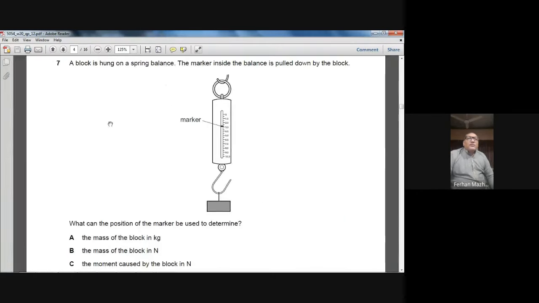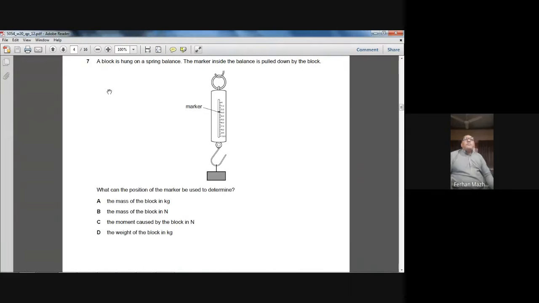Okay, so here we have, let me reduce the size. He says a block is hung on a spring balance. The marker inside the balance is pulled down by the block. What can the position of the marker be used to determine? You see, these spring balances are basically used to find out the weight, and when you measure the weight, the unit should be Newton.